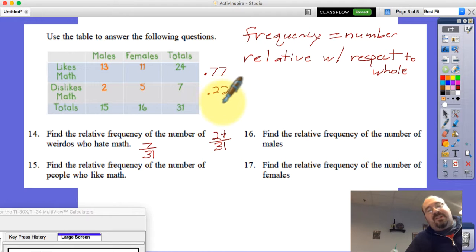If I add both these up, I end up getting 0.99, which is almost equal to 1. And when you add these two things up, you should always get, if you used all the decimals, you should always get 1, okay? So we got really close to 1 because we did a little bit of rounding. So to get relative frequency, just take the number of people who do something or don't do something, divide by the total number of people. It's basically all you do.